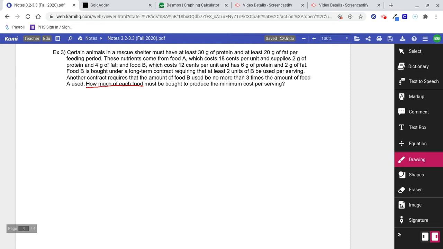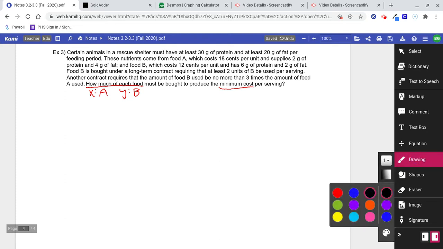Okay, so let's say that X is food A and Y is food B. That's what I would do. And then notice we're trying to minimize cost. So if I'm setting up this problem, I know I'm going to be minimizing cost. So I will say minimize C. And again, you can use the letter Z if you want every time, but I like to use something that's descriptive for my problem. So minimize C for minimize cost.